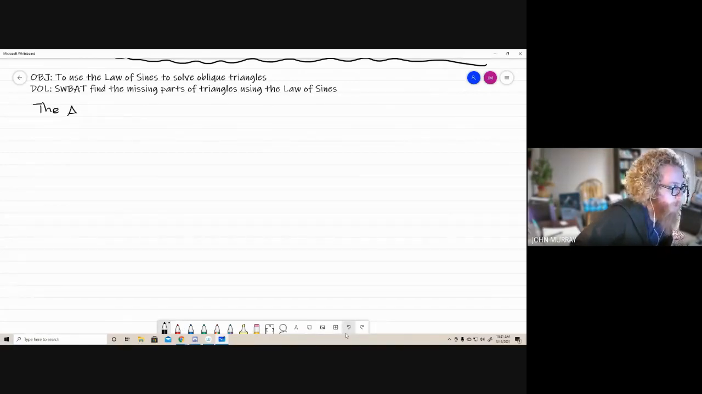Oh, that's not a triangle. It's supposed to be an A. Sorry, guys, I'm getting used to this. I got this tablet thing yesterday, so.